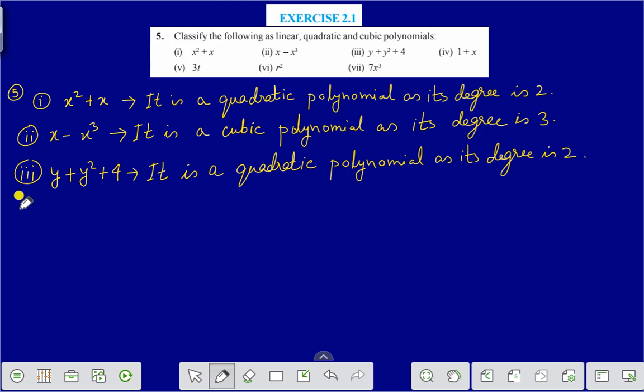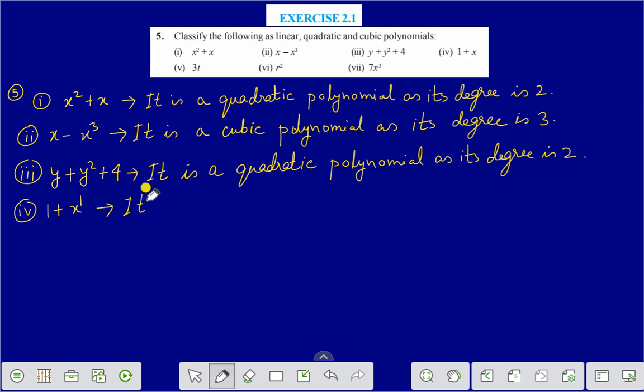Now part 4. 1 plus x. The degree of this polynomial is 1. The highest power of x is 1. Therefore, it is a linear polynomial.